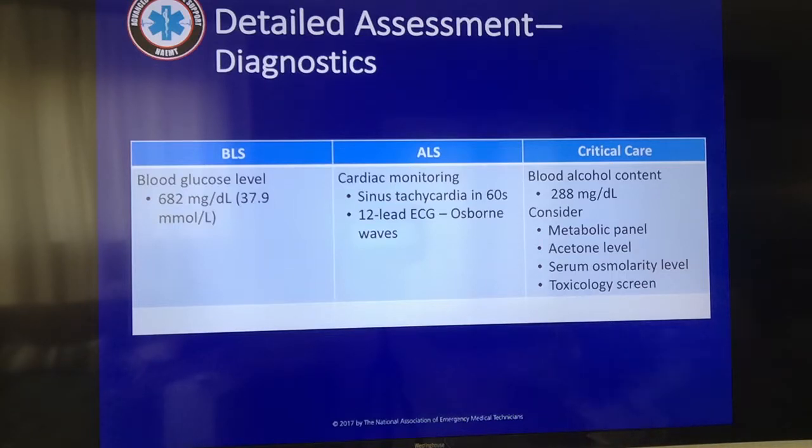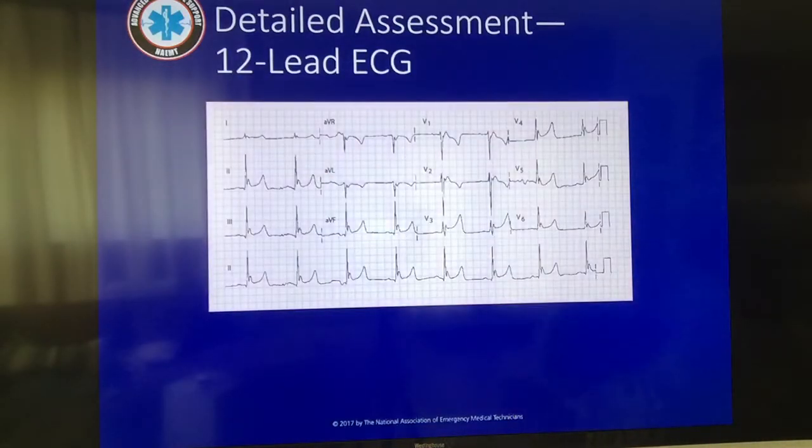The 12 lead shows some Osborn waves. It just means that it might be a little cold. You consider a metabolic panel. Yes, we're going to see if there's blood, anything else in his system. He's got alcohol positive. So they're already showing us that he does have some of those. It's only to tell us that maybe there's some issue, not necessarily a major finding.